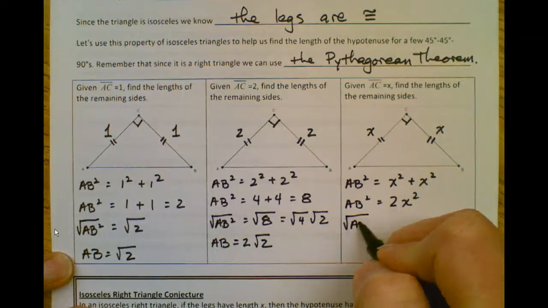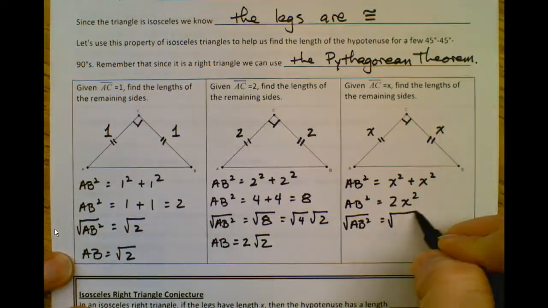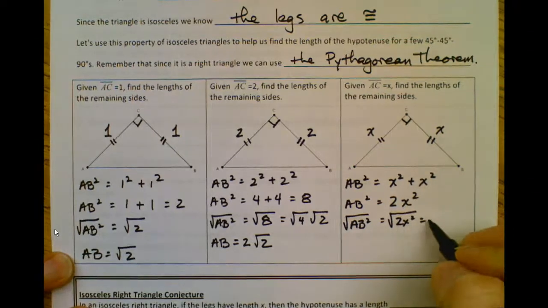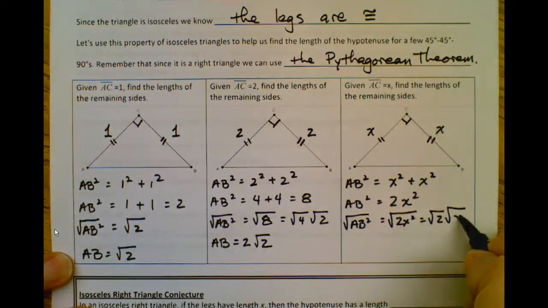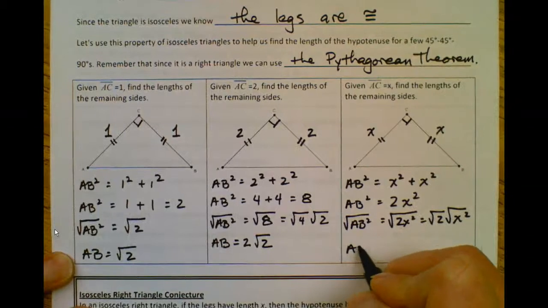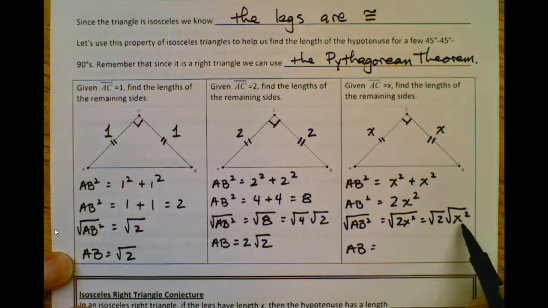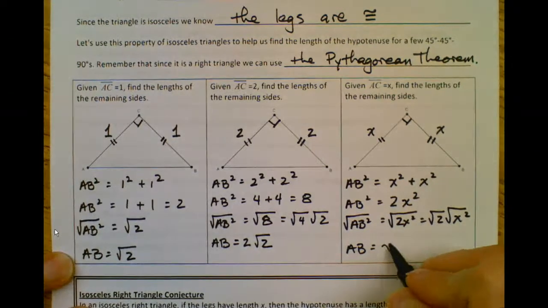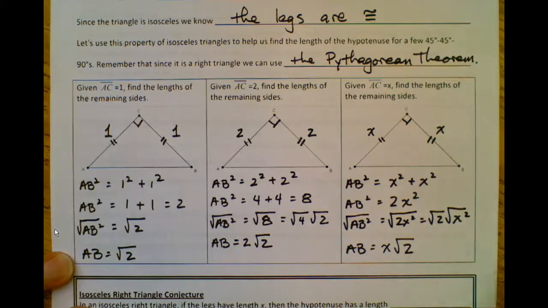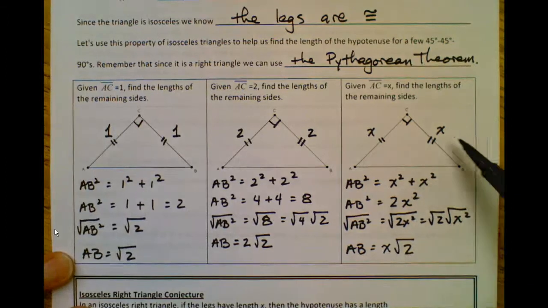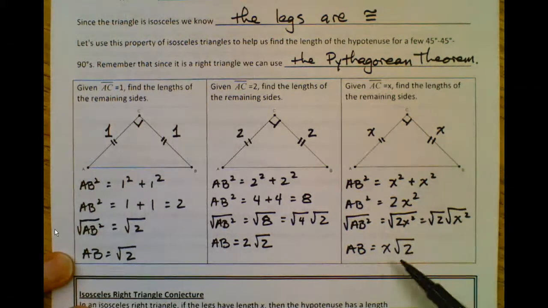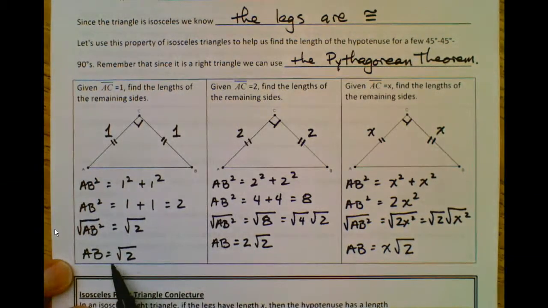Take the square root of both sides. Square root of AB squared is equal to the square root of 2x squared. I'm going to separate that to the square root of 2 times the square root of x squared. So we end up with AB is equal to square root of 2, and that's going to be x, so I'm going to take the x and throw it in the front. So we end up with x square root 2. Alright, so when we let the legs be x, we can see the hypotenuse is x root 2. So we're seeing a similar pattern. Legs 1, hypotenuse 1 root 2. Legs 2, hypotenuse 2 root 2. Legs x, hypotenuse x root 2.